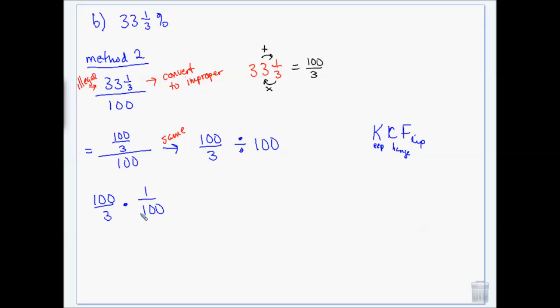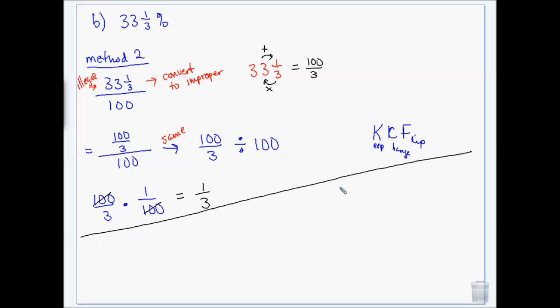This is not right. That's right, sorry. Okay, so 100 thirds times 1 over 100. My hundreds will cancel each other out, and I get 1/3. That's method 2.